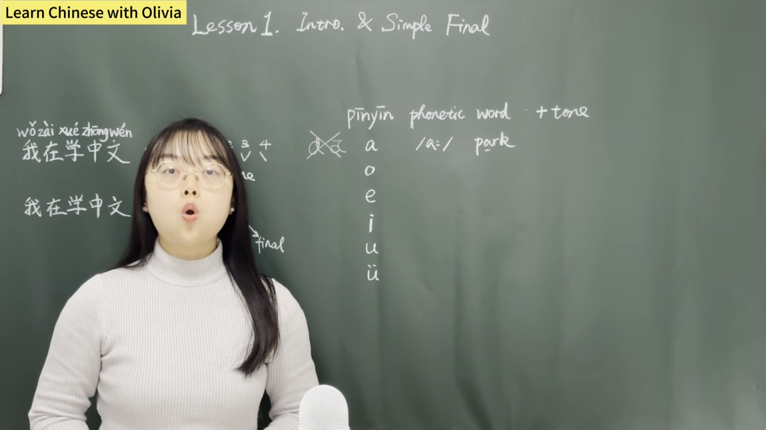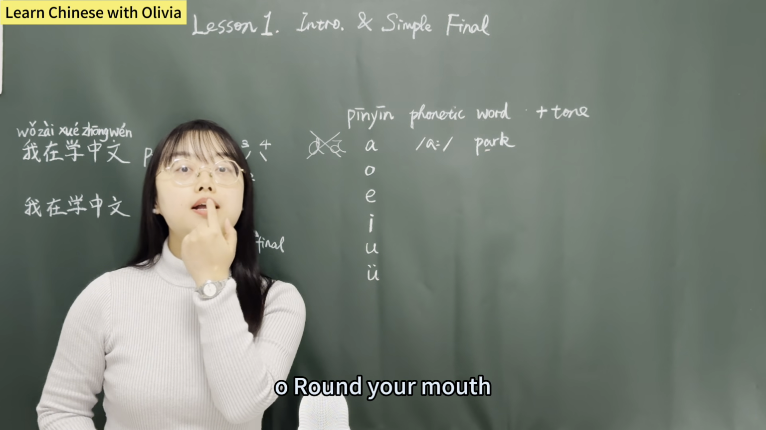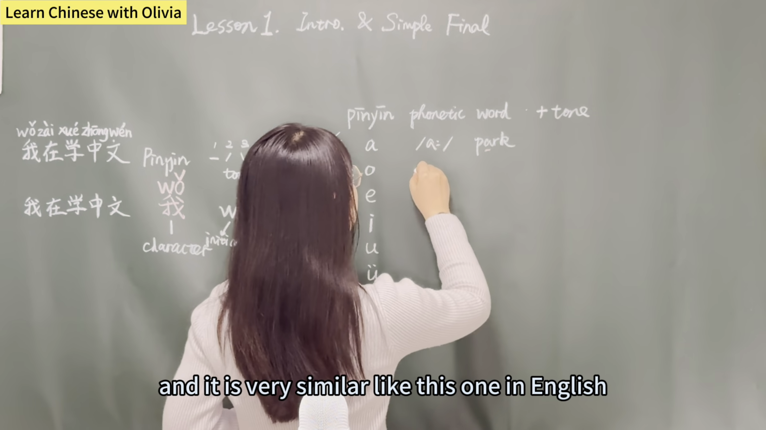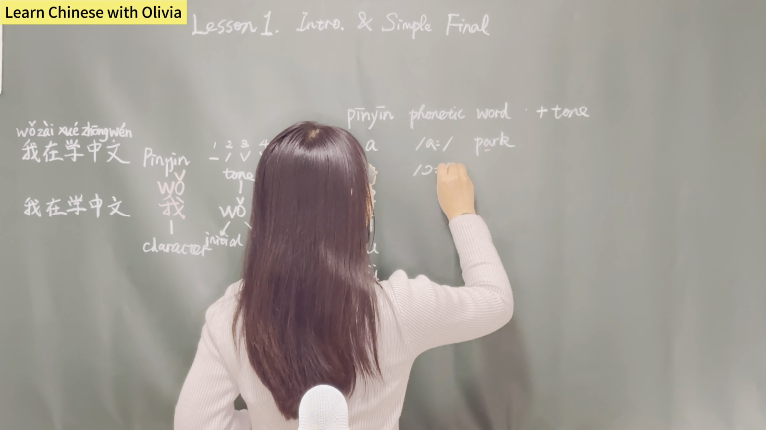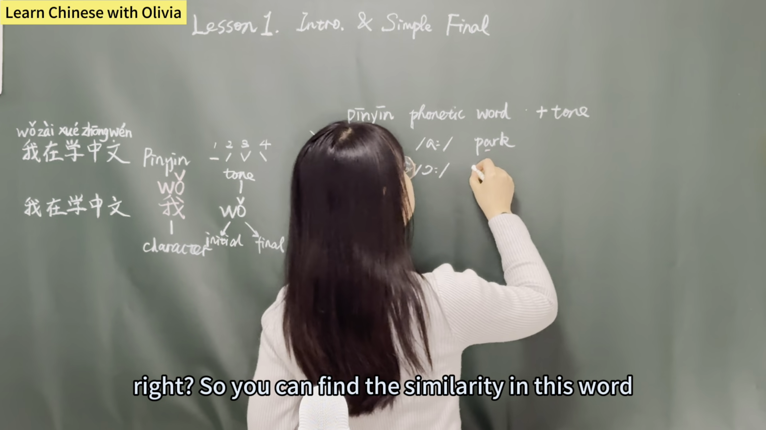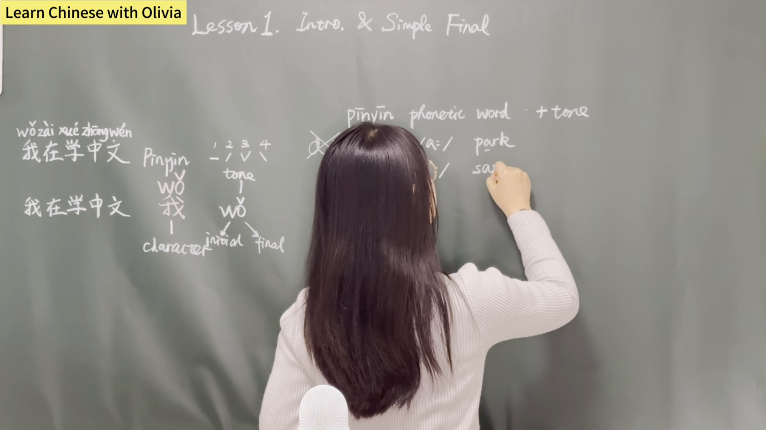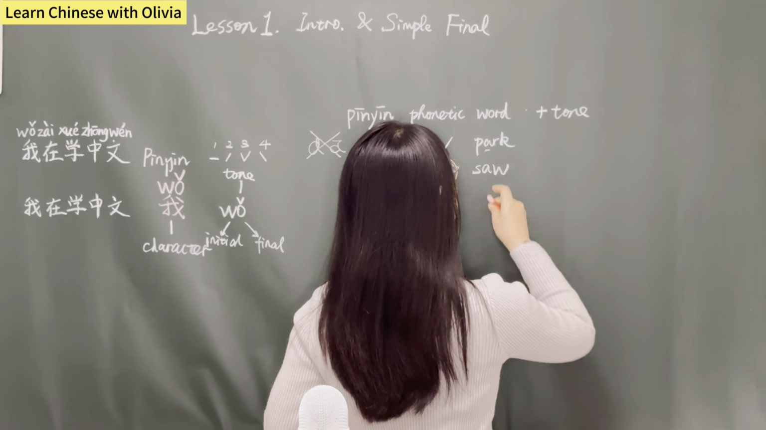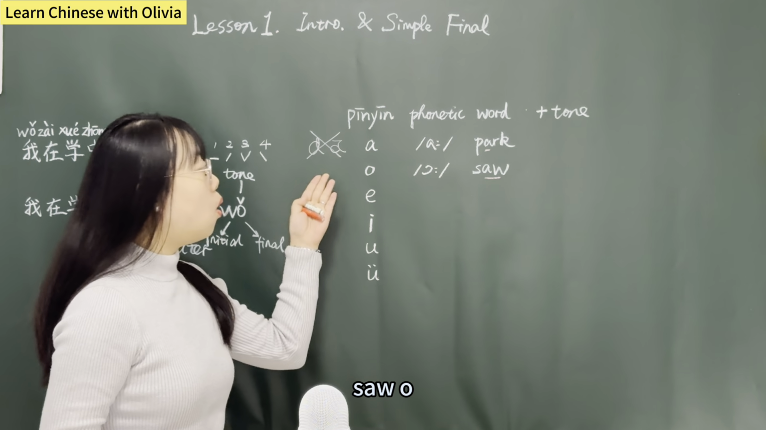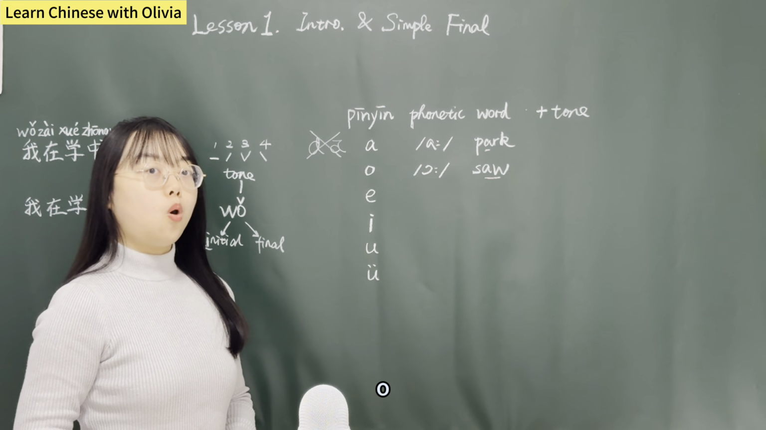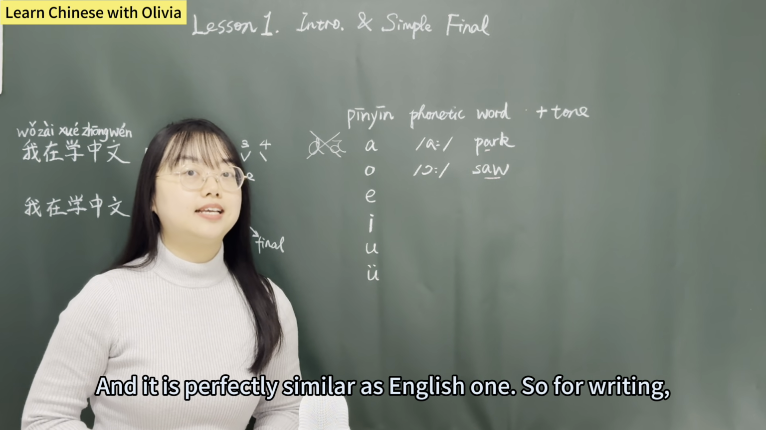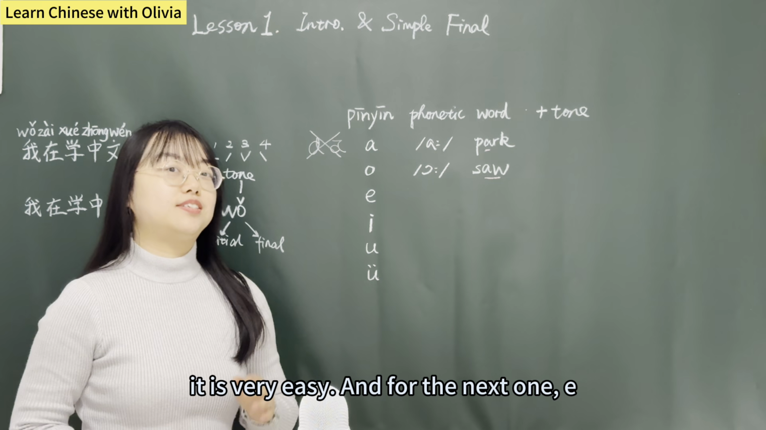Or, round your mouth. And it is very similar like this one in English. Or, right? So you can find the similarity in this word. So, or, and it is perfectly similar as the English one. So for writing, it is very easy.